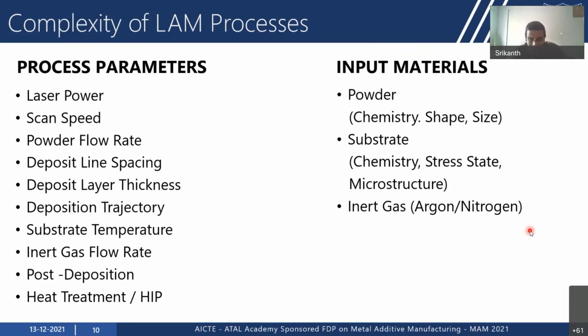On the other hand, you have powder. What is the shape of the powder particles, what is the size and distribution of the powder particles, the chemical composition, what is the flowability. Then the substrate is there, what's the composition of the substrate. And then you have an inert atmosphere of inert gas in both processes. Generally we tend to use argon or nitrogen. Argon is used for titanium alloys and so on.